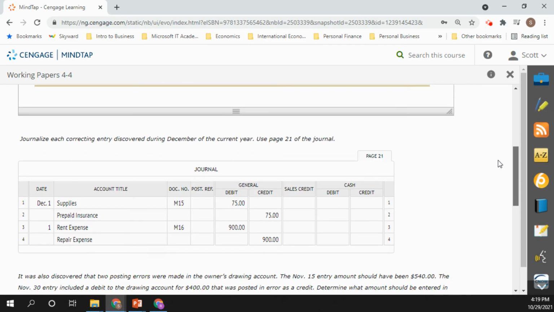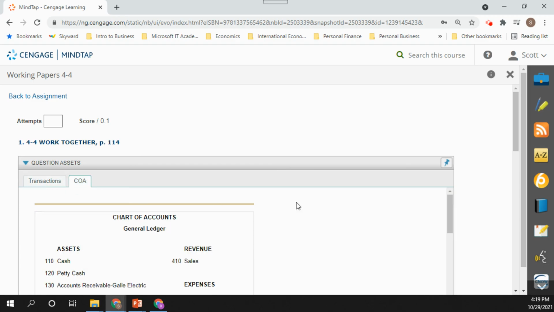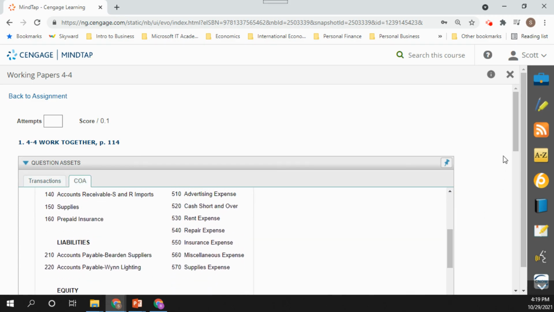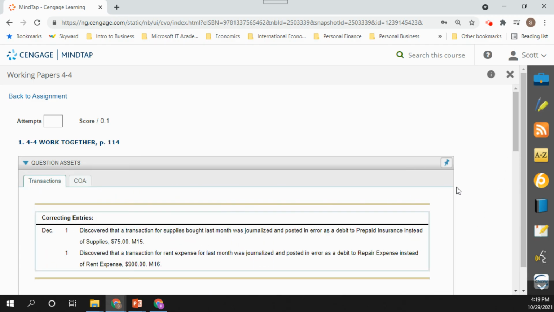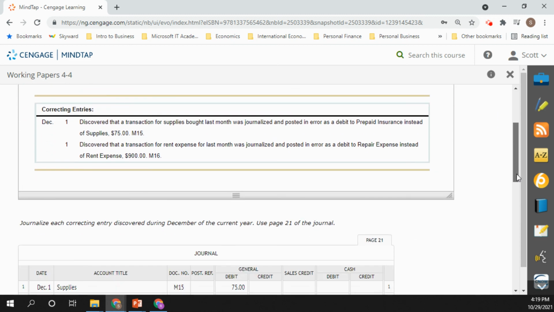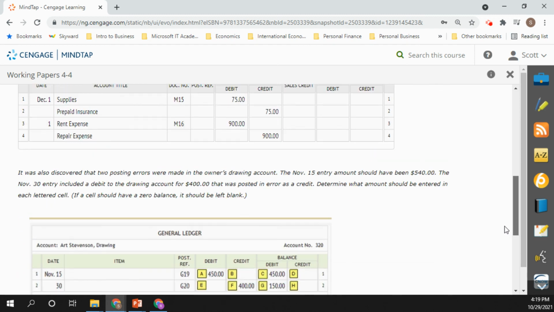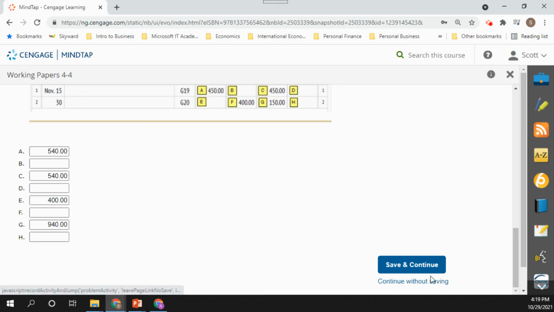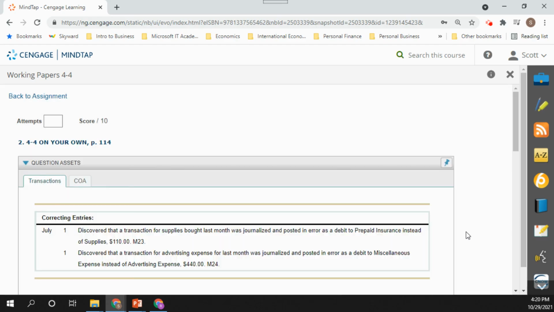How are we looking there? I didn't even look at the chart of accounts. There it is for reference if you need that. Okay. So I made my correcting entries and I adjusted my posting errors. I need to wake up next month, huh? Save and continue. How did I do? Curious.